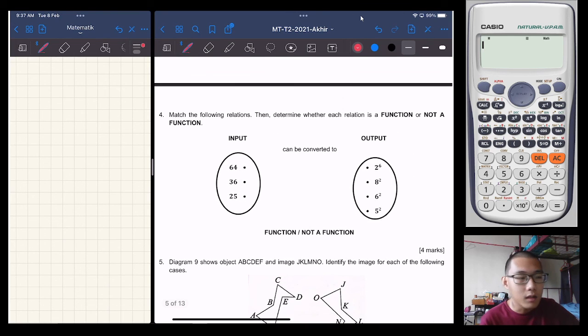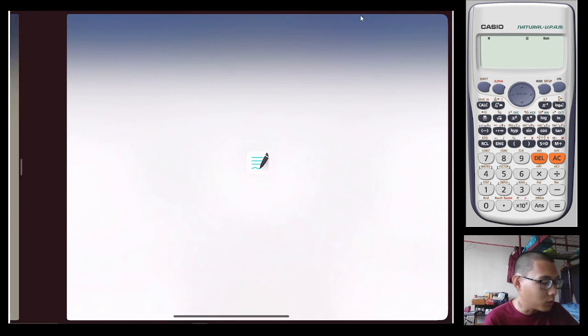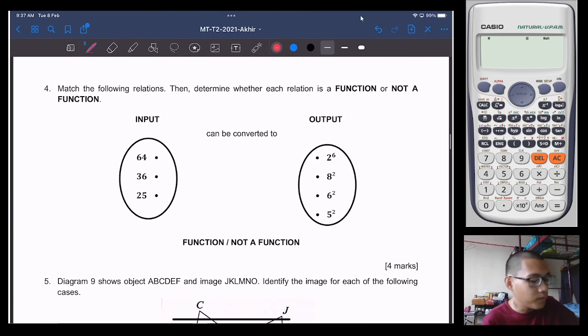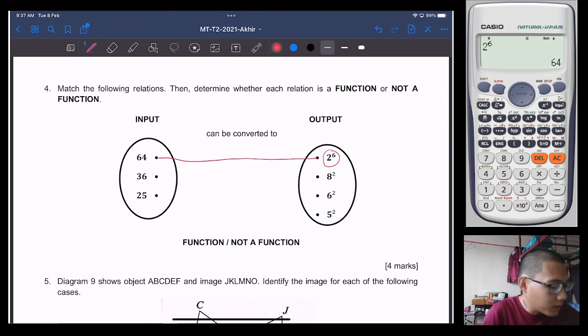Okay, now we go to question 4. Match the following relations. We continue, then determine whether each relation is a function or not. So we look at the input and output to make a relation first. 64 can be converted to 2 power of 6. If we want, we can use a calculator, 2 power 6, I use this Casio, is 64. So the input here is 64.